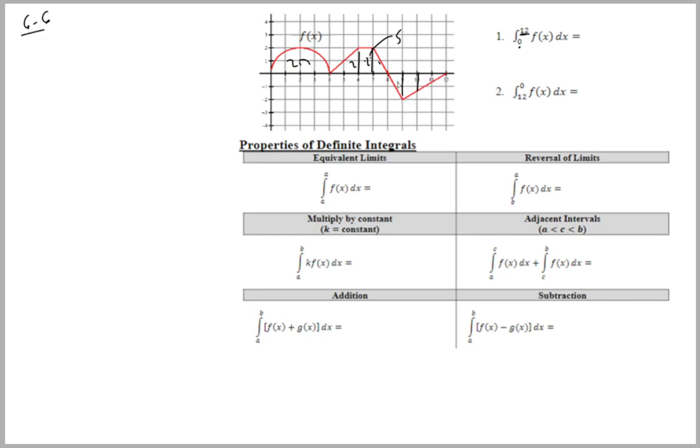And this would be 4, because this would be 1, this would be 2, and the remaining would be 1. So here we would write 2 pi plus 5 minus 4, because 4 is in the negative. However, if we go from 12 to 0, we would start at 4, so we have 4 minus 5, because it would be in the opposite direction, minus 2 pi.